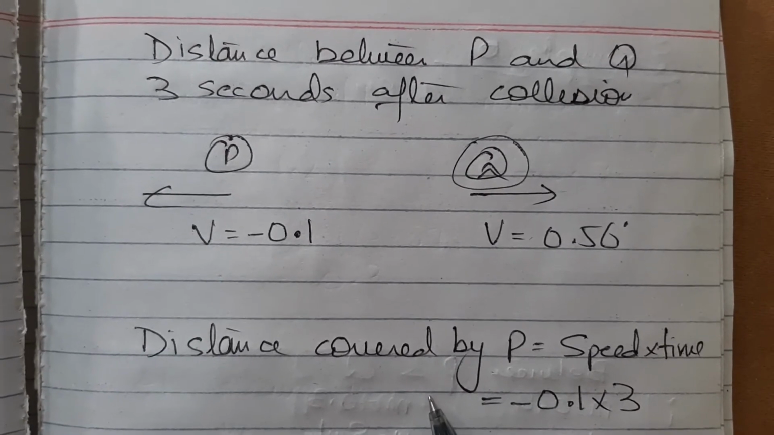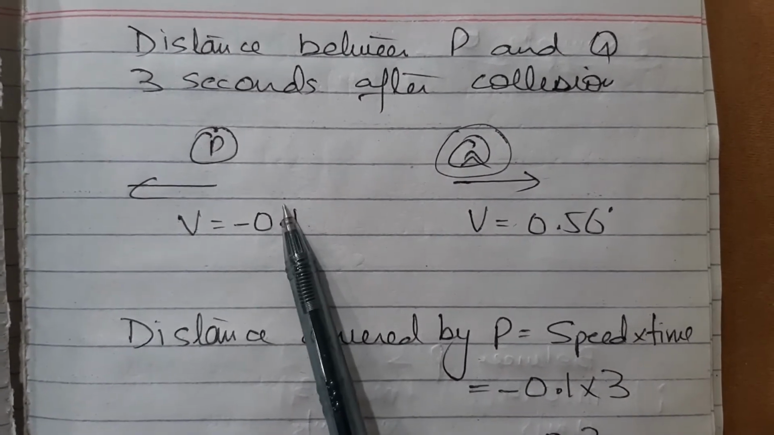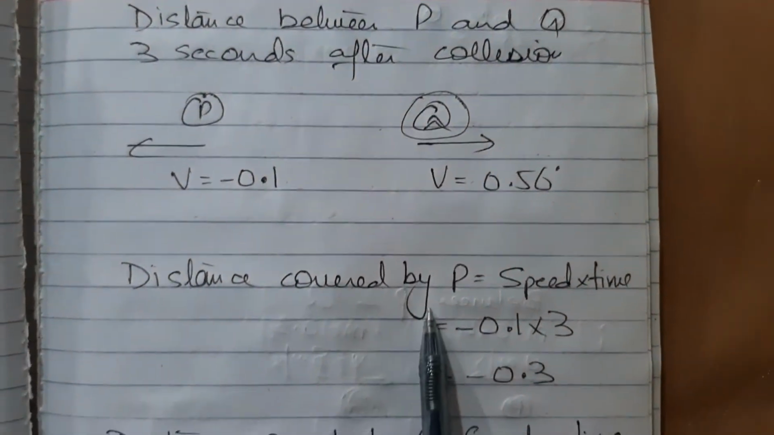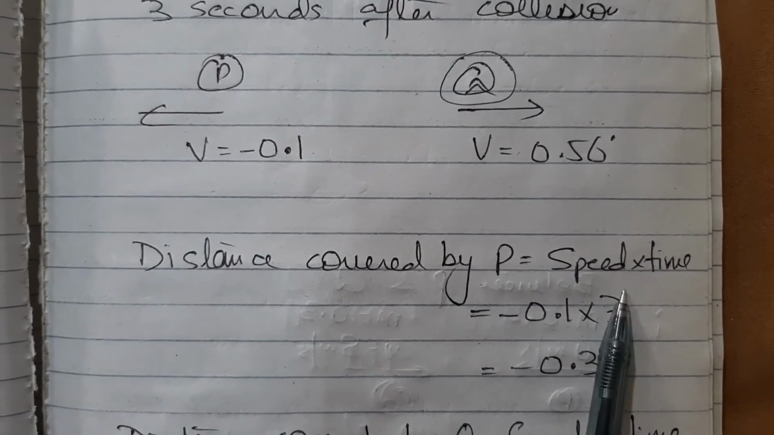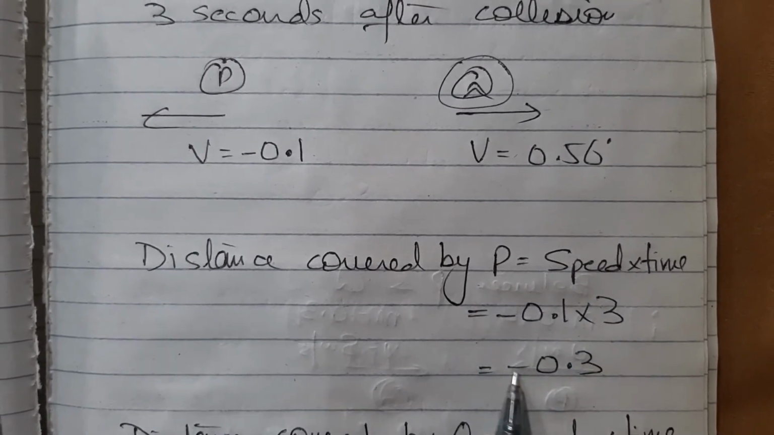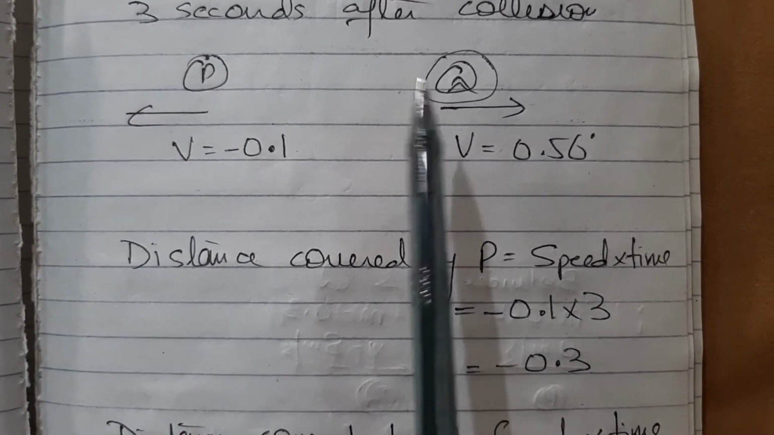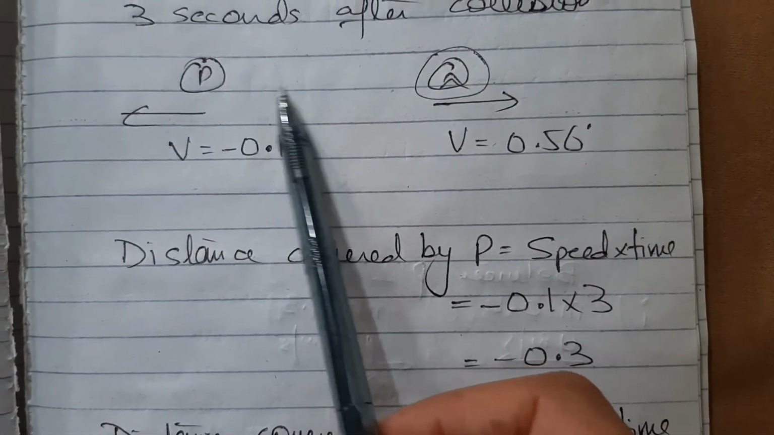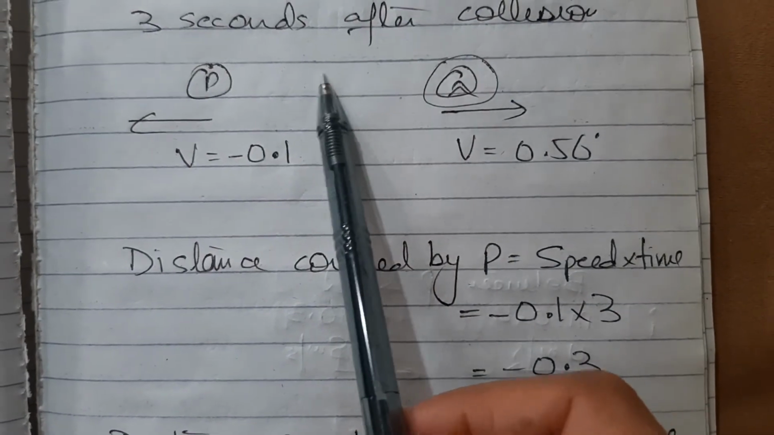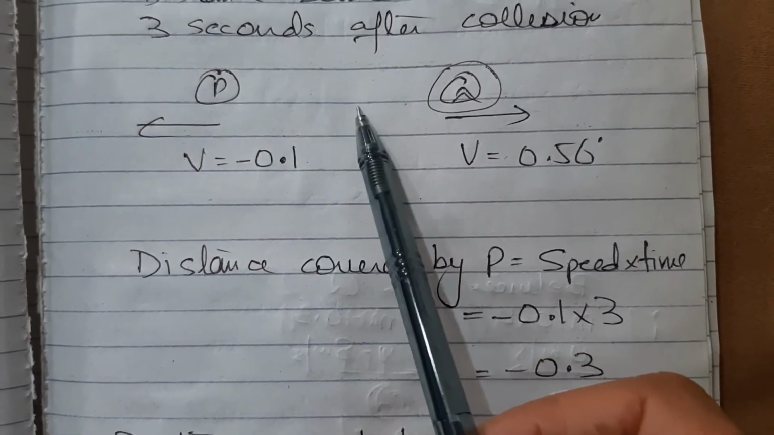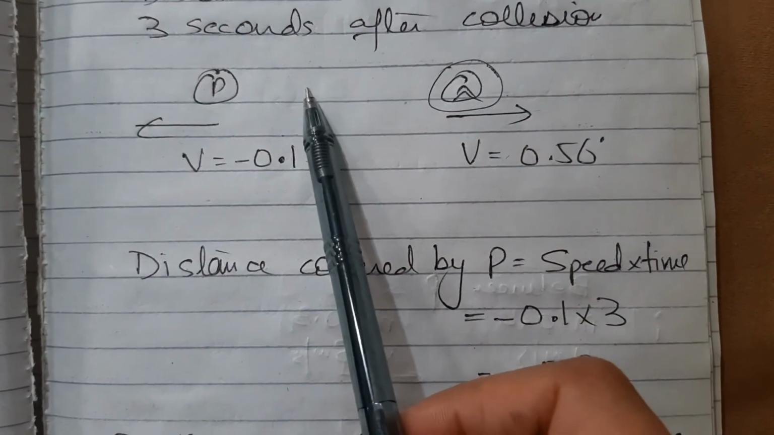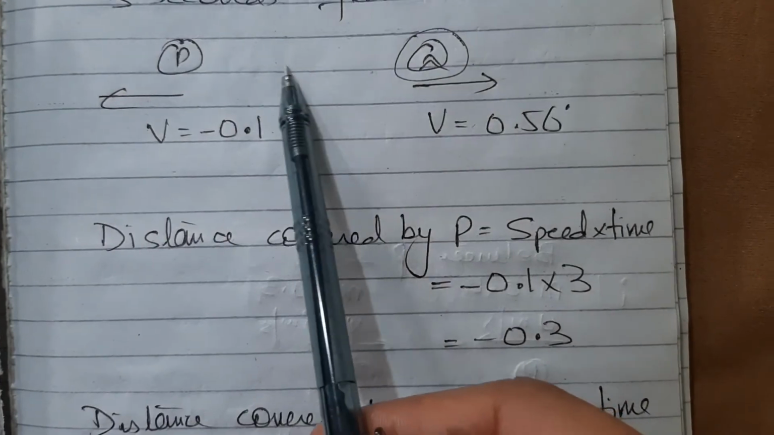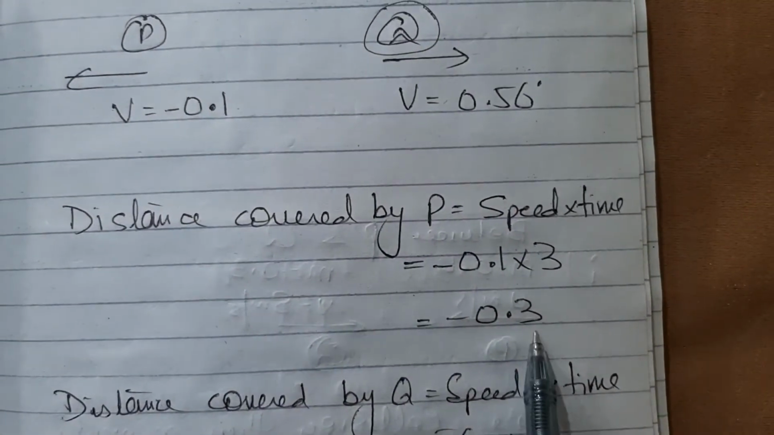So I will find out how much distance is covered in 3 seconds by this object and by this object. It is in this direction, right? So the distance covered by P is speed into time. So minus 0.1 into 3. So minus 0.3. Don't think I'm not considering the earlier distance. Actually, right after the collision, when they were here, it started moving in this direction and it started moving in this direction, okay? So the distance covered by body P is minus 0.3.